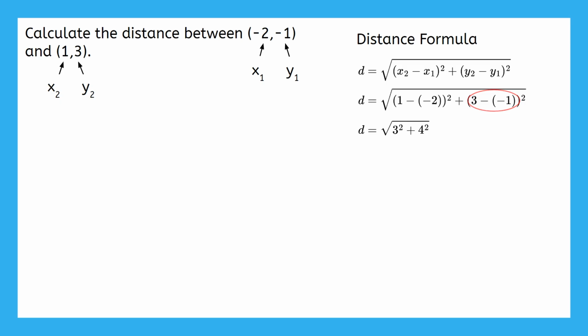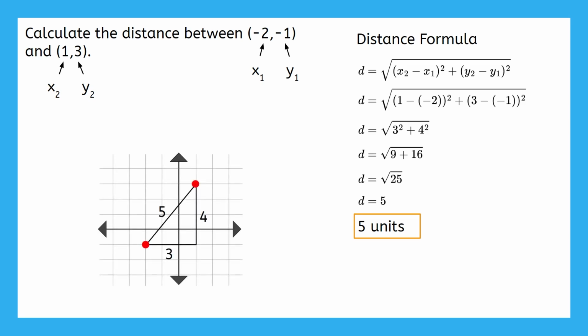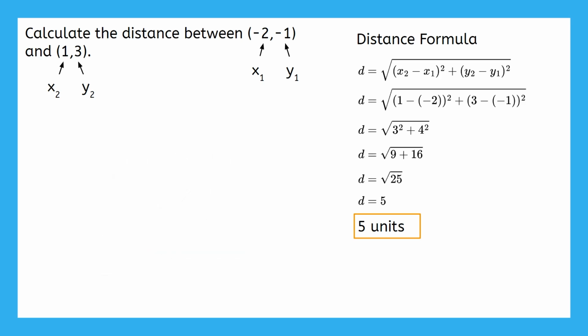Then we square both numbers, add them together, and take the square root. This gives us our answer of 5 units. We can even check our answer with a drawing and see that we have a 3, 4, 5 triangle, and that the distance between the 2 points is indeed 5 units. We definitely won't be able to use a drawing when the numbers get really big, but for now, you can use a drawing to check your work. Anyways, that's it. We have our answer.